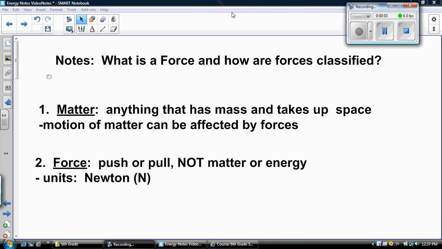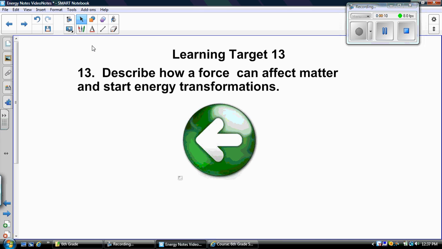Okay, the last thing that we're going to talk about in our energy and force unit is what a force is and how a force is classified. So this is learning target 13: Describe how a force can affect matter and can also start energy transformations. Remember the example I gave you in the last section of notes, where in order for a ball to roll down the hill, a man had to apply a force to push the ball. That force is what started that energy transformation.